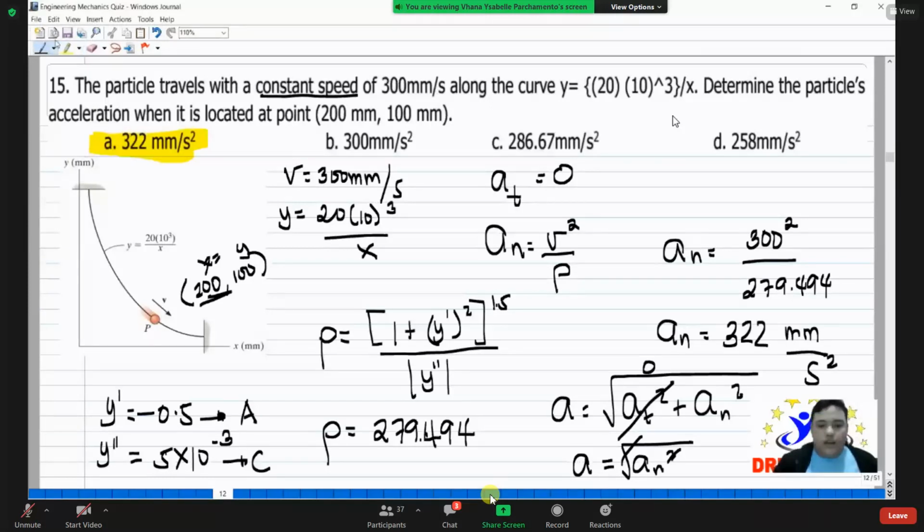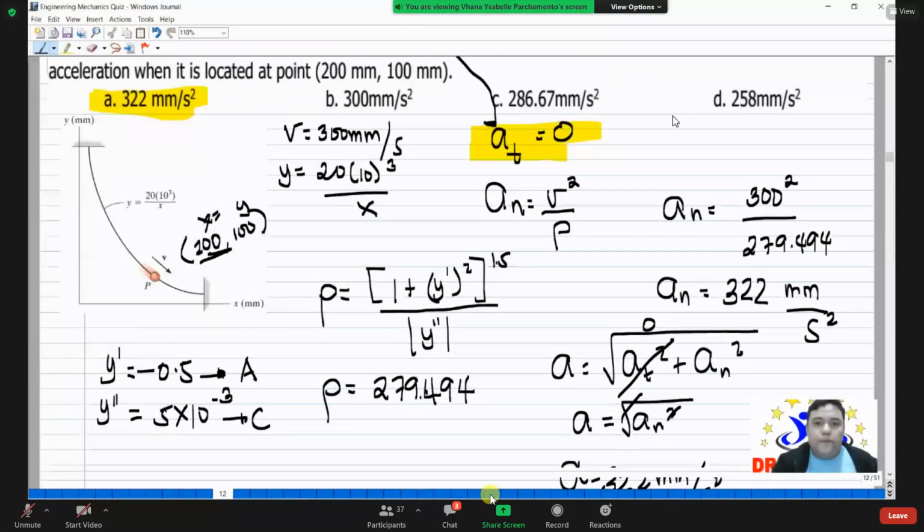Picture nyo po. So, bakit 0 yung tangential? Kasi constant speed. So, ito lang naman yung may kinalaman sa particle itself. Motion ng particle, whether curvilinear or rectilinear. Pero kung siya ay curvilinear, meron na siyang normal. Due to the curve naman yan.